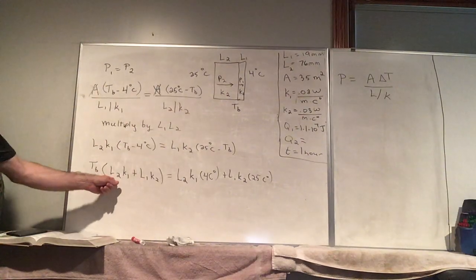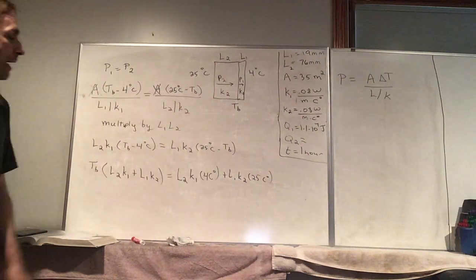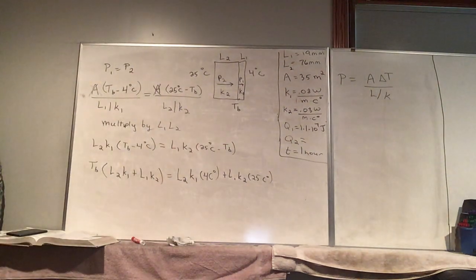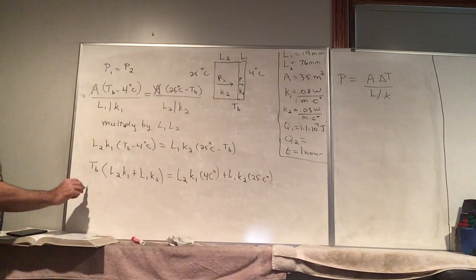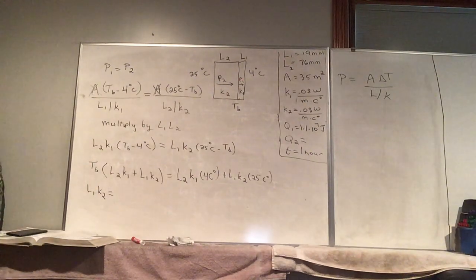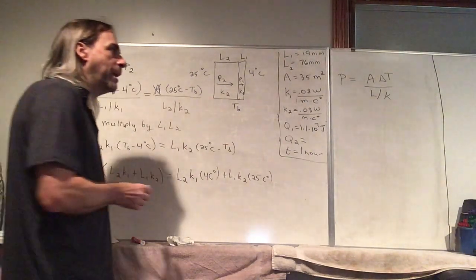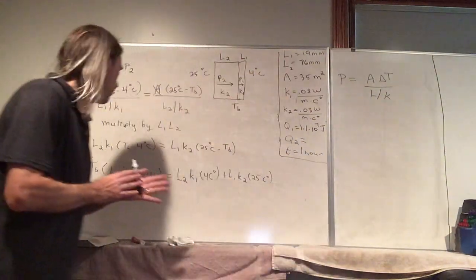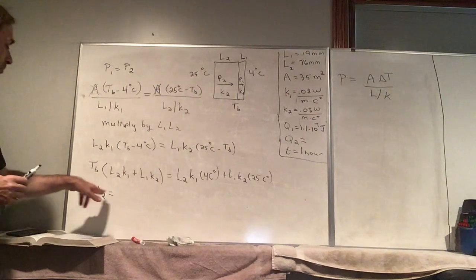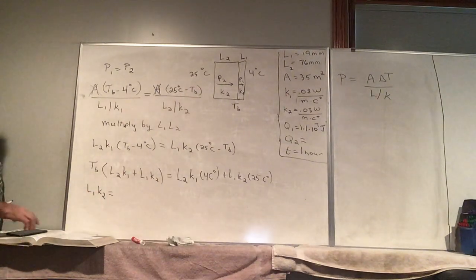And so you can see that we can now calculate TB. We know L1, L2, K1, K2. So it looks like we have to calculate L1K2 and L2K1. Let's do that. L1 times K2. And because I'm running out of space, I'm going to convert these to meters. So anyways, we have 19 millimeters, L1K2.